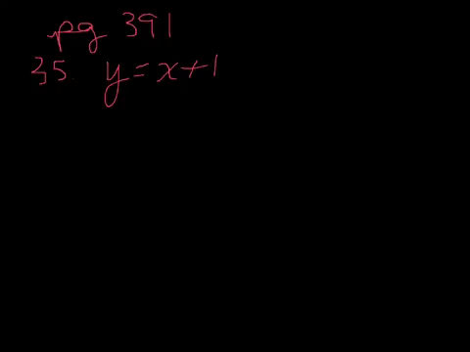Page 391, and this is going to be number 35. Okay, you've got two equations. So you have y equals x plus 1, that's one of them. And the other one is y equals 1 divided by x plus 1. So you're trying to find the area of the region bounded by these two curves. So you need to know which one's the top and which one's the bottom.